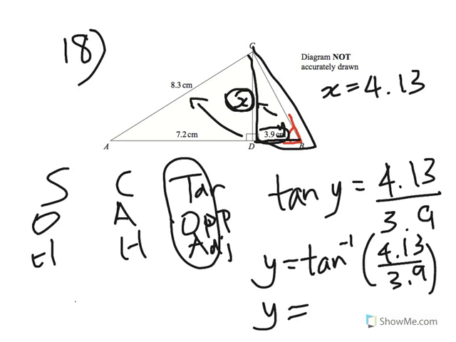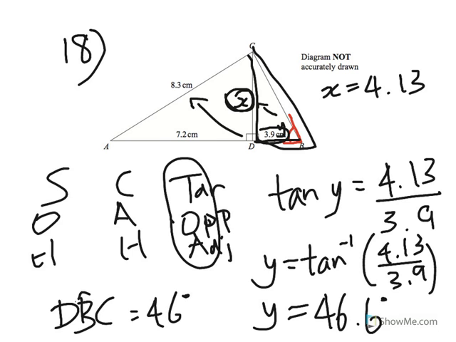So that means y is equal to 46.64, but I'll give it to one decimal place, so 46.6 degrees. So angle DBC is equal to 46.6 degrees.